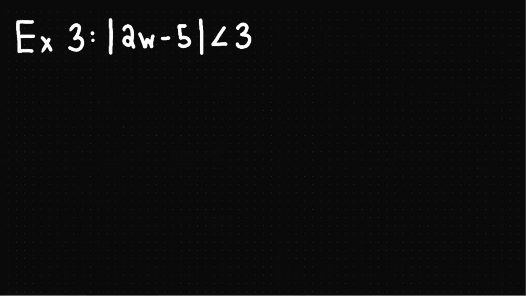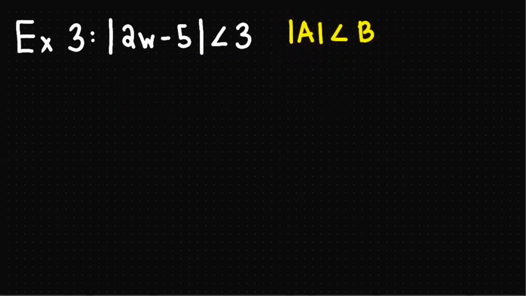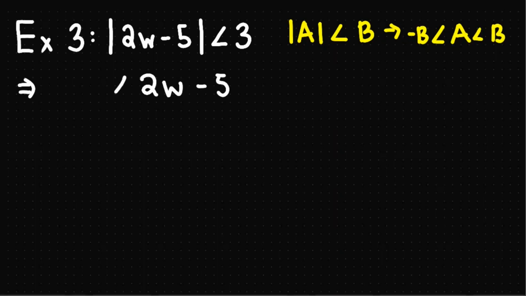Let's have this third example. Now in this case, our form is absolute value of A is less than B. So if we recall from above, we can express this as A is between negative B to B, and applying this now to our given, we'll write this one as 2w minus 5 is between negative 3 to 3. There.